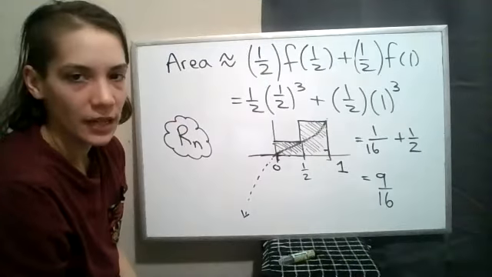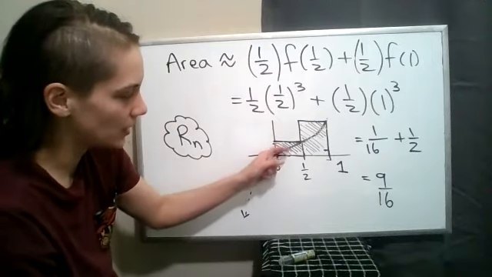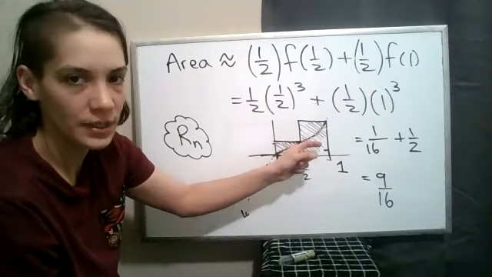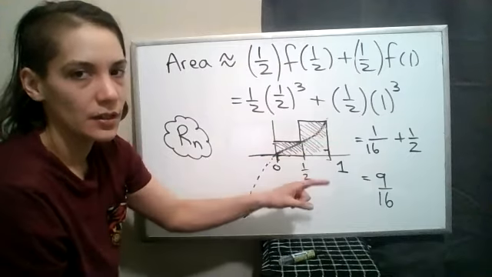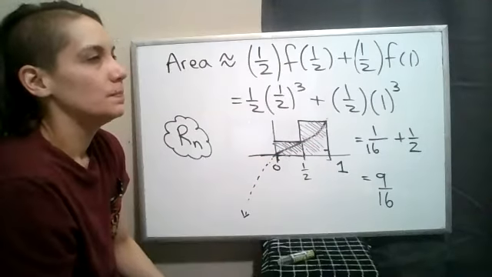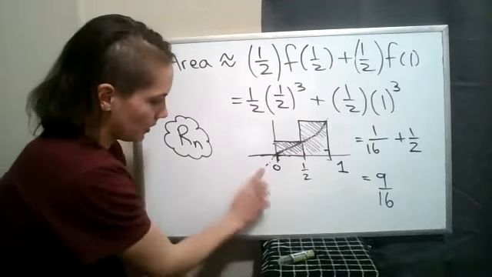My notes say that the actual area is less than 9 over 16. That's because you can kind of tell that these rectangles are going to have more area than the area that's under the curve. Using A for area, the area under the curve, it would be less than that number.